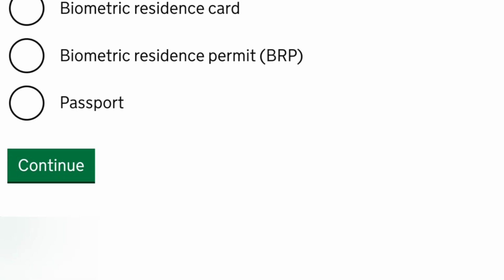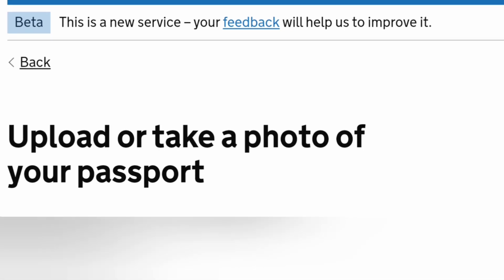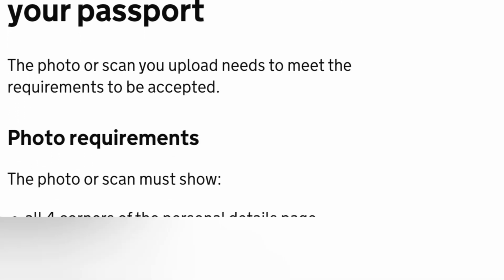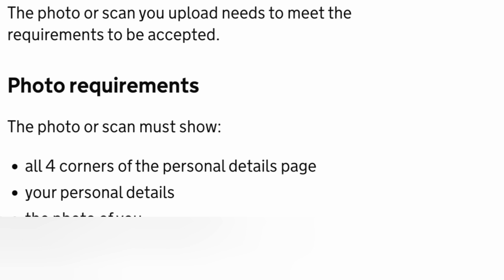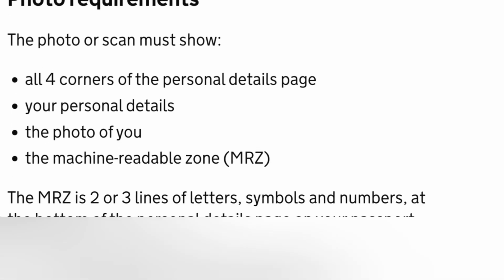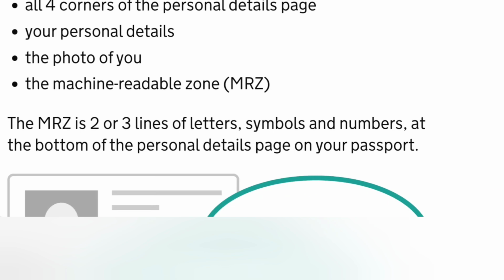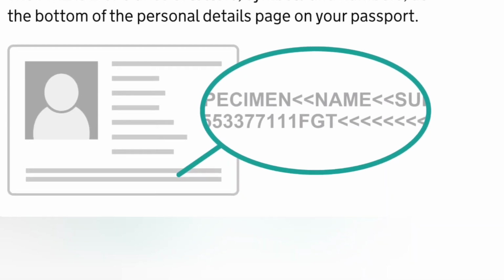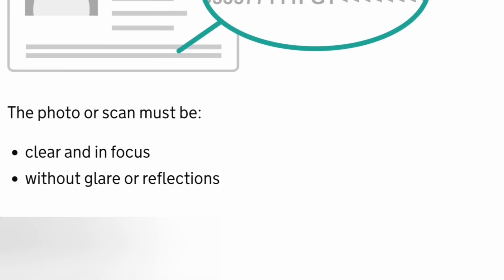Here it is asking me what travel document I want to update, and I click on the passport. Then it tells me to take a picture of the passport, and it says that all four corners of your personal details page must show, your personal details must show, a photo of you, and then the machine readable zone, which is the MRZ, and this is how it looks. That is the barcode at the end of the passport. This is where the circle is, and it must also show.